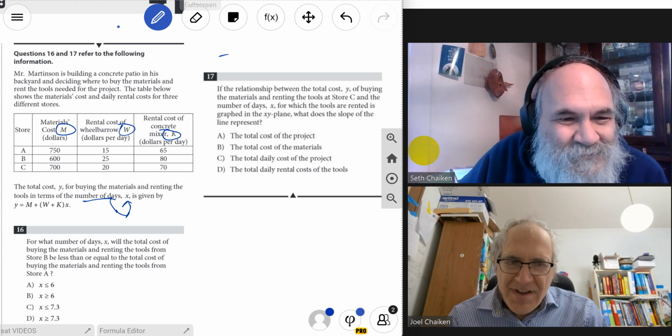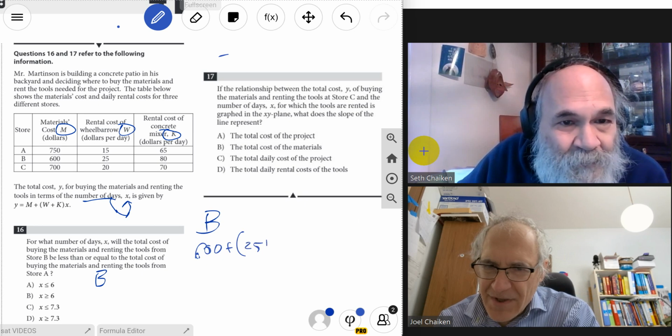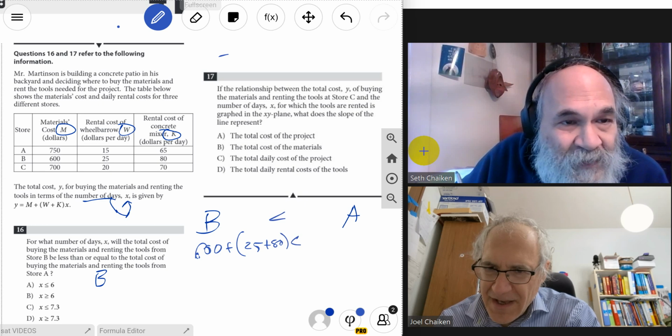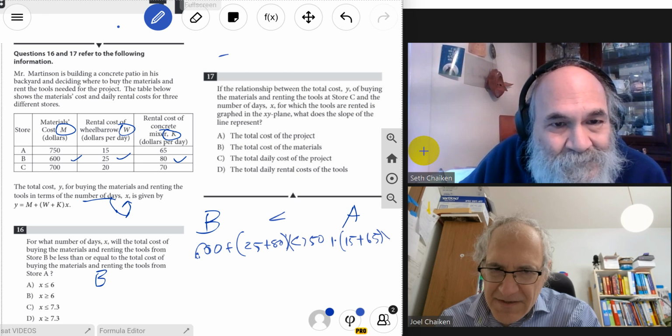So you sort of have to write an equation, don't you? You have to write the B one, which is, thankfully they gave it in the same order. Make sure you read everything right. It has to be B less than A. Now, A is 750 plus 15 plus 65. Oh, I forgot the X. And this is the inequality to solve.